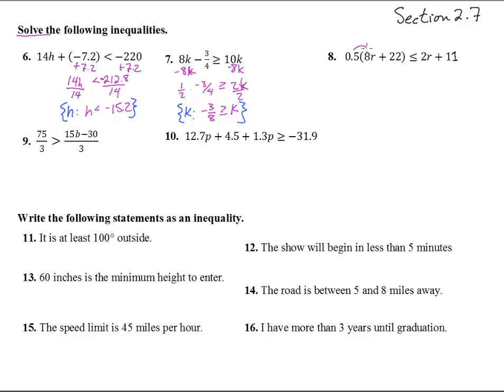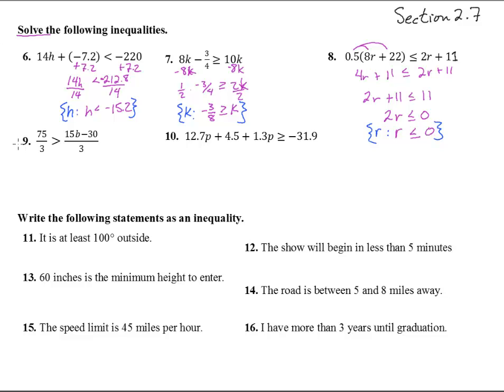Okay, number 8. We have 4r plus 11 is less than or equal to 2r plus 11. Take away 2r from both sides, and we're left with 2r over here, plus 11, less than or equal to 11. Take away 11 from both sides, and we get 2r is less than or equal to 0. Divide both sides by 2, and we get r is less than or equal to 0. Now, we don't need to graph that in this one, but let's put that special-looking stuff on there. So the set of all r such that r is less than or equal to 0.